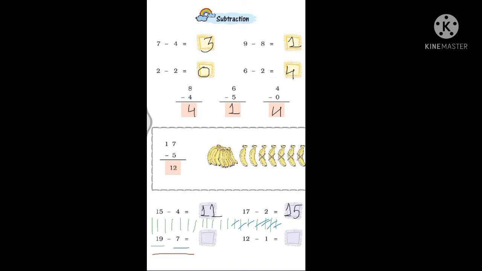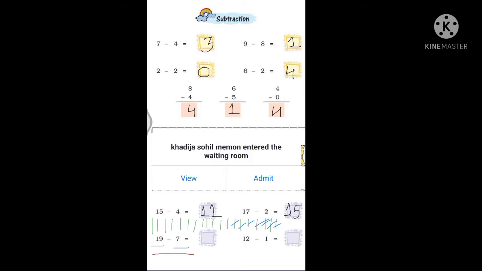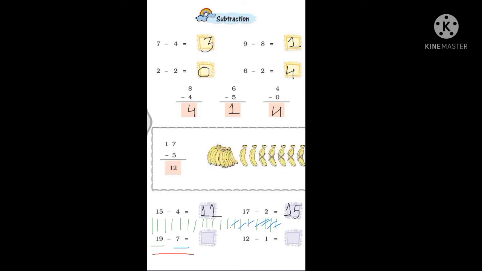Now after cutting 7 sticks, how many are still remaining, students? So let's count. Here 1, 2, 3, 4, 5, 6, 7, 8, 9, 10, 11, 12. How many remaining? We get answer 12. So that means if we do 19 minus 7, we get answer 12. So here in the box you have to write down the answer 12.